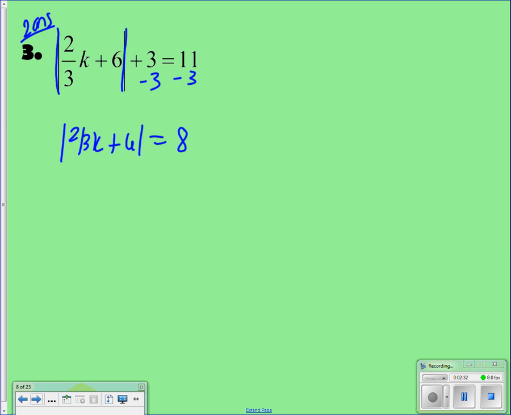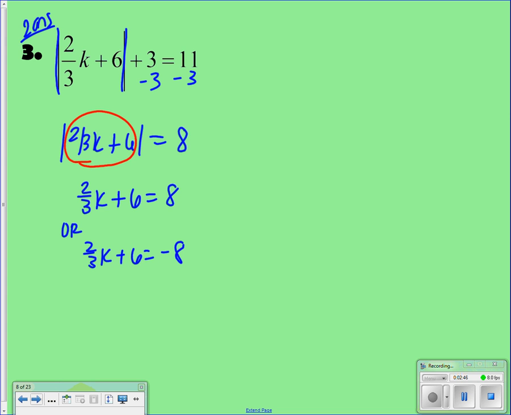Now, in order to drop the absolute value bars, I'm going to write two equations. I'm not going to change the inside at all. Okay, the inside is going to stay the same, but my second equation is going to be set equal to a negative 8, because if this whole thing comes out to be a negative 8 like it is here, the absolute value cancels and I'm still getting the positive 8 that I'm looking for. So that's where you get two answers.